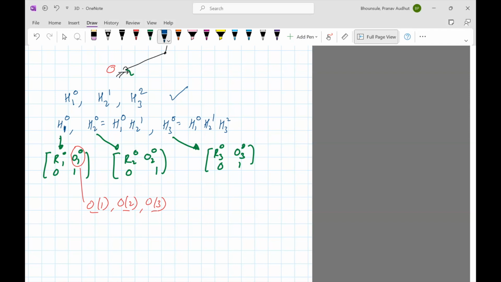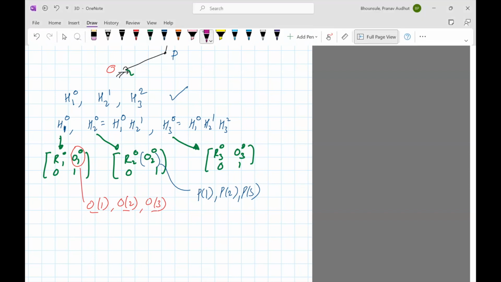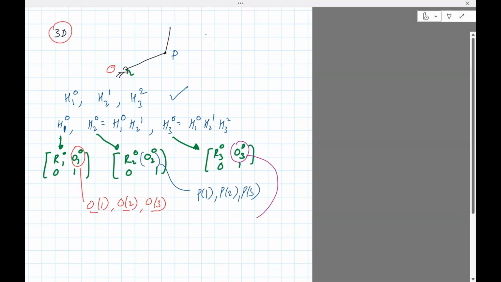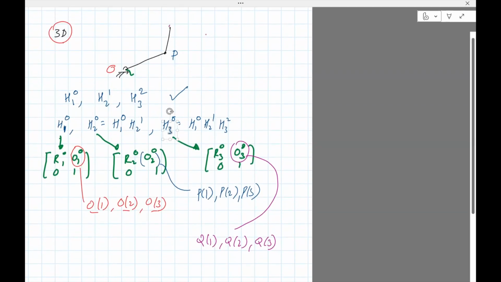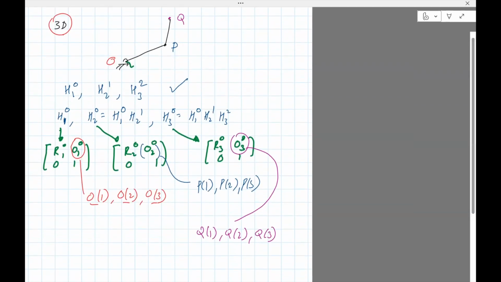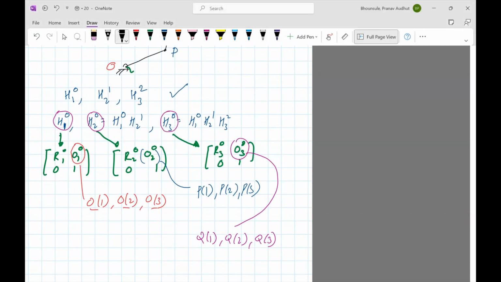Similarly, buried in here is going to be P1, P2, and P3. It's the x, y, z coordinate of point P. And then finally, buried in here is the x coordinate, y coordinate, z coordinate of point Q. Okay, so all this comes from the homogeneous matrix, which basically comes from the DH table.